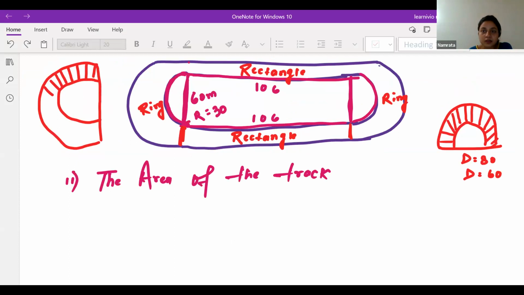We should take the area, but we should take the diameter of 60 divided by 2, we will get the radius. When we are focusing on only the track, only the ring kind of structure, then if we take only the diameter 60, that will work. Area of the track. Okay, the track is just a ring kind of track. The 80.